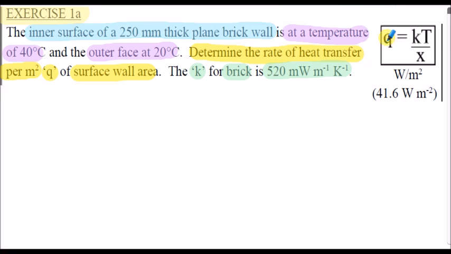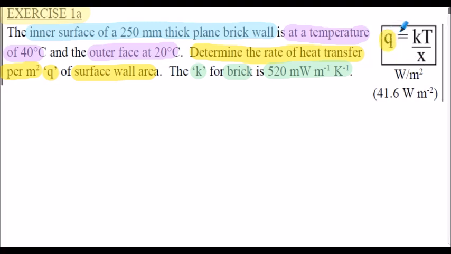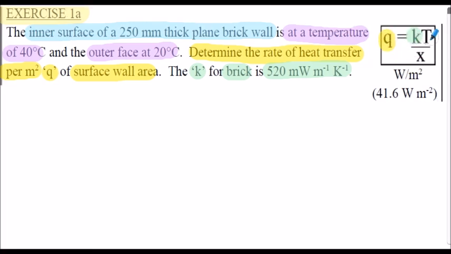It's lowercase q this time, is equal to K multiplied by T and divided by X. So note the area term is removed from the equation when calculating rate of heat transfer per unit area. Unit of lowercase q will actually be the watt per meter squared. Answer is shown in the bracket. I would encourage you to stop the presentation and attempt exercise 1a, but the solution is shown on the following slide.